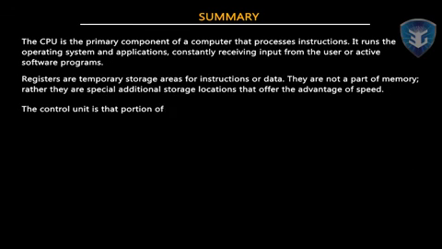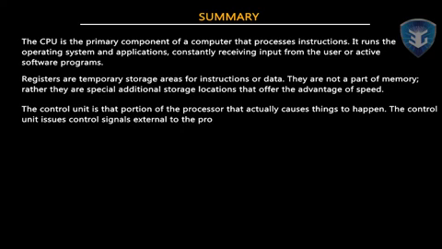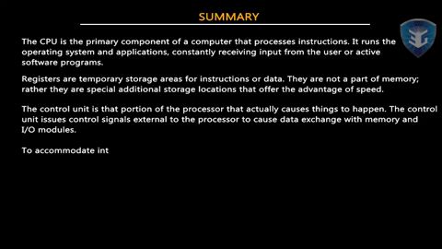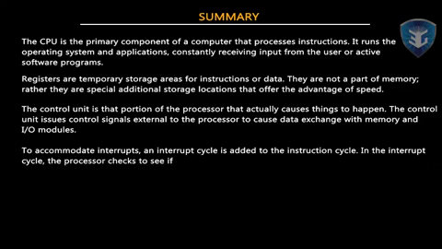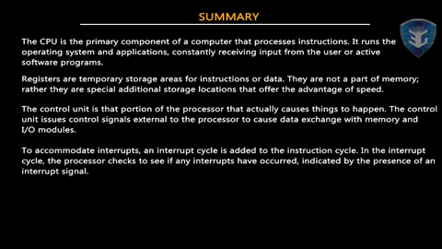The control unit is that portion of the processor that actually causes things to happen. The control unit issues control signals external to the processor to cause data exchange with memory and I/O modules. To accommodate interrupts, an interrupt cycle is added to the instruction cycle. In the interrupt cycle, the processor checks to see if any interrupts have occurred, indicated by the presence of an interrupt signal.